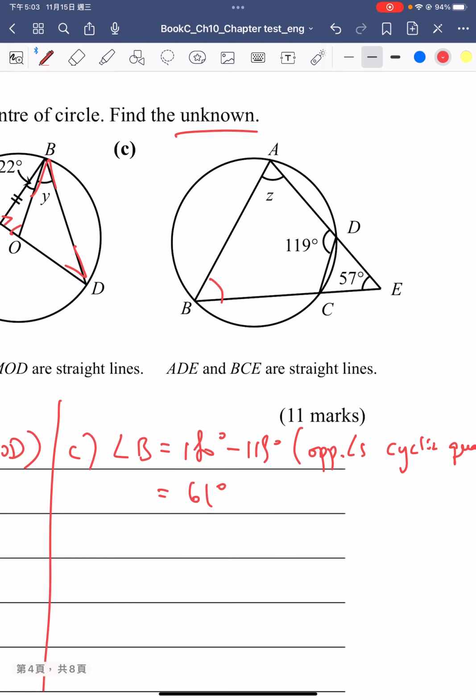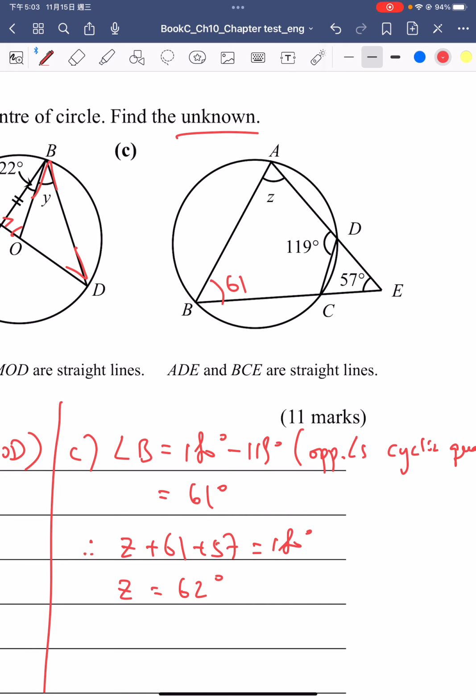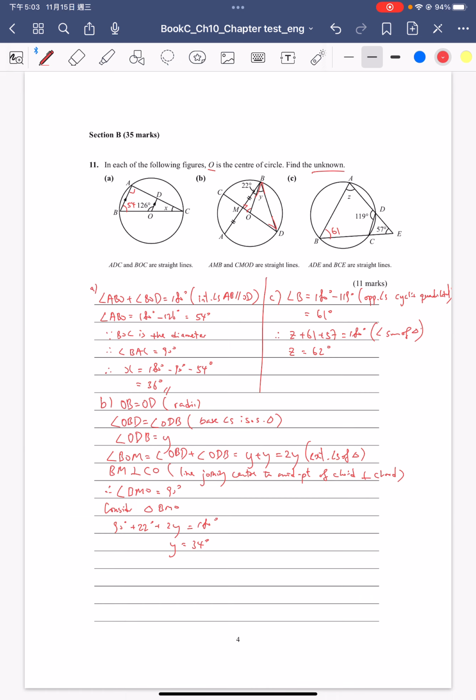And then now we have this is equal to 61, so by using the angle sum of triangle, z plus 61 plus 57 is equal to 180 degrees. So z is equal to 180 minus 57 minus 61, giving you the answer 62 degrees by using the angle sum of triangle. So that's for question 11. Then we're going to do question 12.